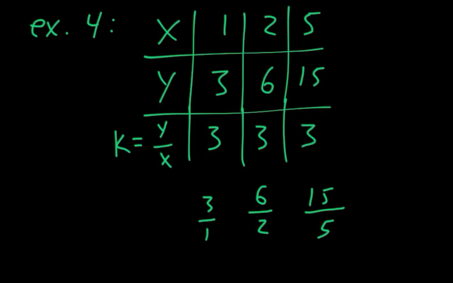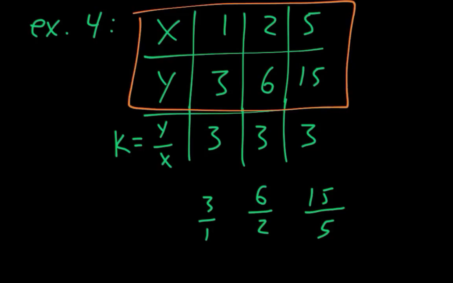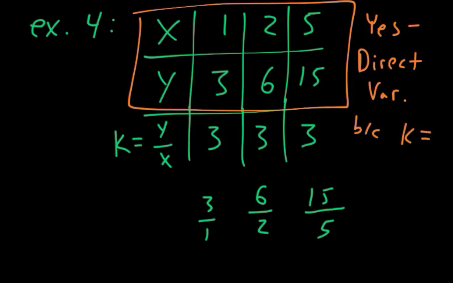So these here are going to be direct variation. So yes, direct variation, because k equals 3. Like always, they have that same constant value of 3. That should be what it looks like as you go through and do it.